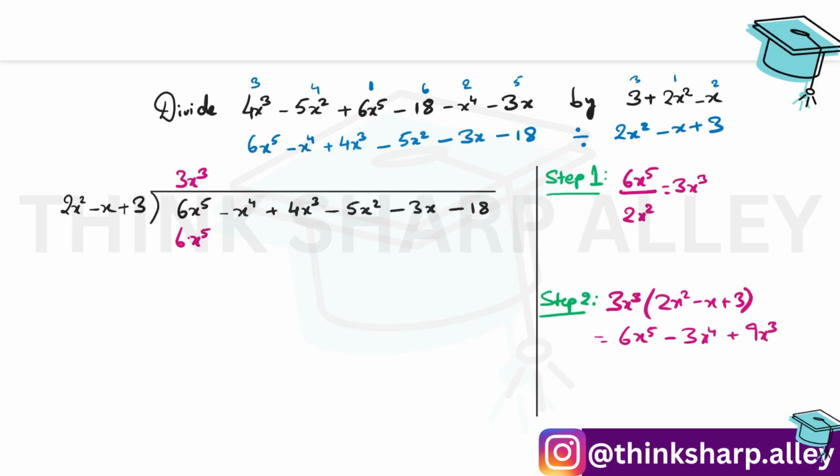For example, x to the power 5 under x to the power 5. So x to the power 4 together. Then plus 9x cubed. Changing the sign throughout. This is the most vital step.